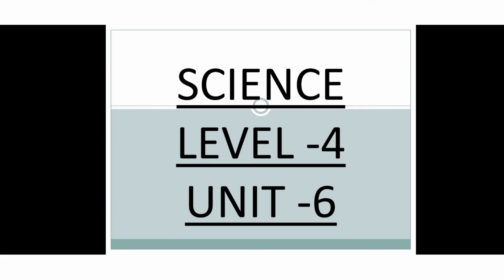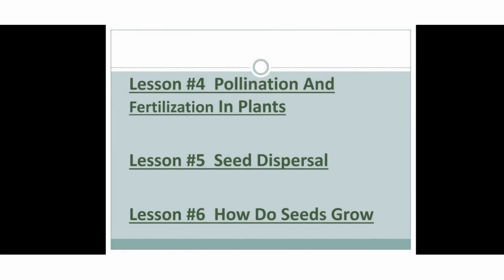So today we are going to continue our lessons in unit 6, life cycle. We have finished till lesson 3. So now we will start from lesson number 4, pollination and fertilization in plants. Then 5, seed dispersal. Then lesson number 6, how do seeds grow.